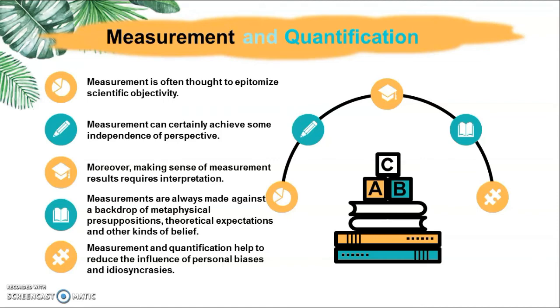Moreover, making sense of a measurement result requires interpretation. Measurements are always made against a backdrop of metaphysical presuppositions, theoretical expectations, and other kinds of belief. Measurement and quantification help to reduce the influence of personal biases and idiosyncrasies, and they reduce the need to trust the scientists or government officials, but often at a cost. We also want to describe relations between the quantities and make inferences using statistical analysis.